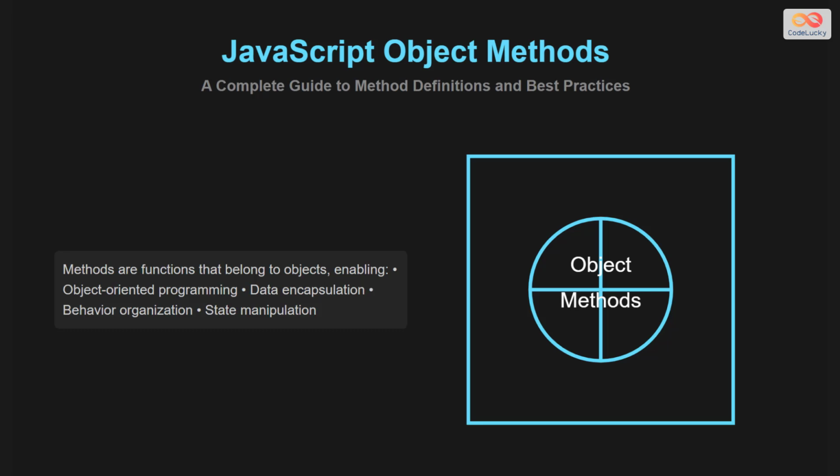This video will provide a complete guide to JavaScript object methods, covering method definitions and best practices. Methods are essentially functions that are associated with objects. They enable object-oriented programming, allowing for data encapsulation, organization of behavior, and manipulation of an object's state.